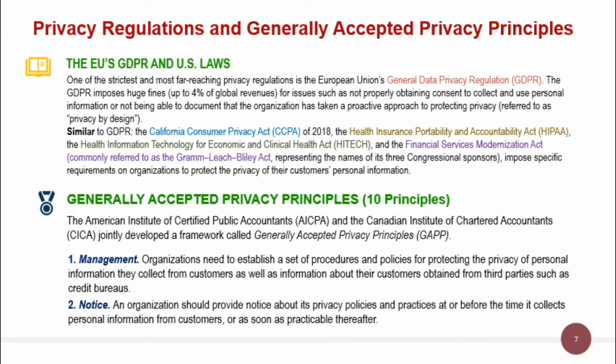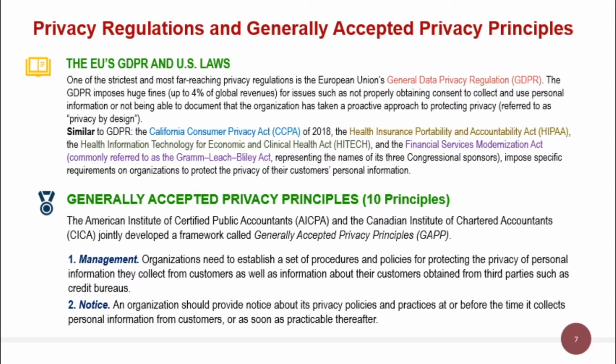The privacy of the user's internet is also regulated by the government, such as in Europe there is GDPR, and US law which is similar to GDPR. GDPR means General Data Protection Regulation, which imposes a huge fine on whoever obtains private information without consent. The fine is 4% of global revenues.